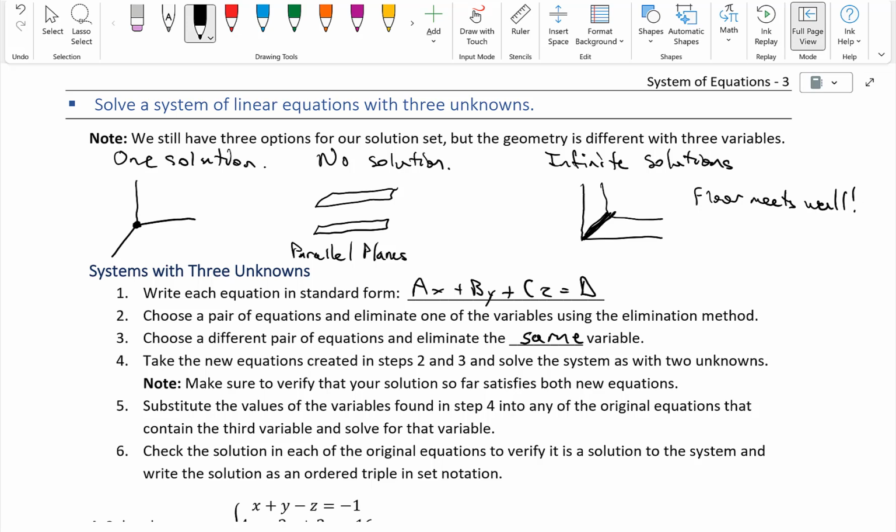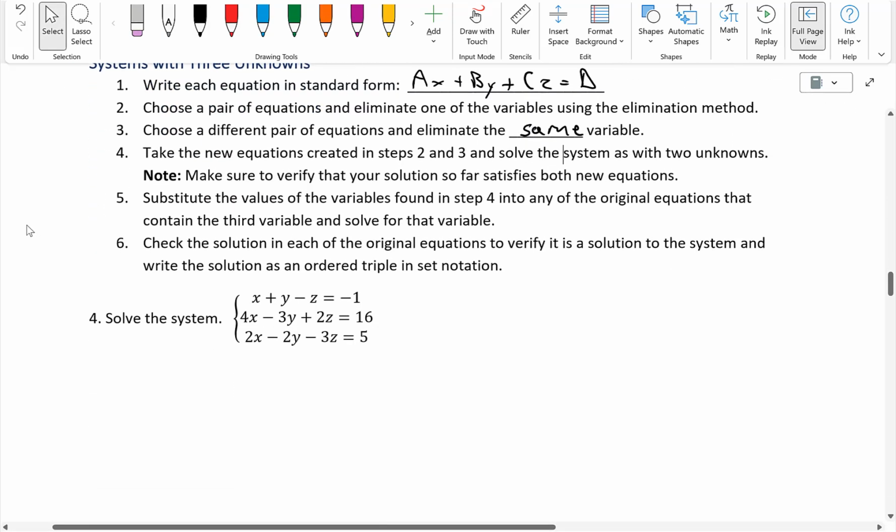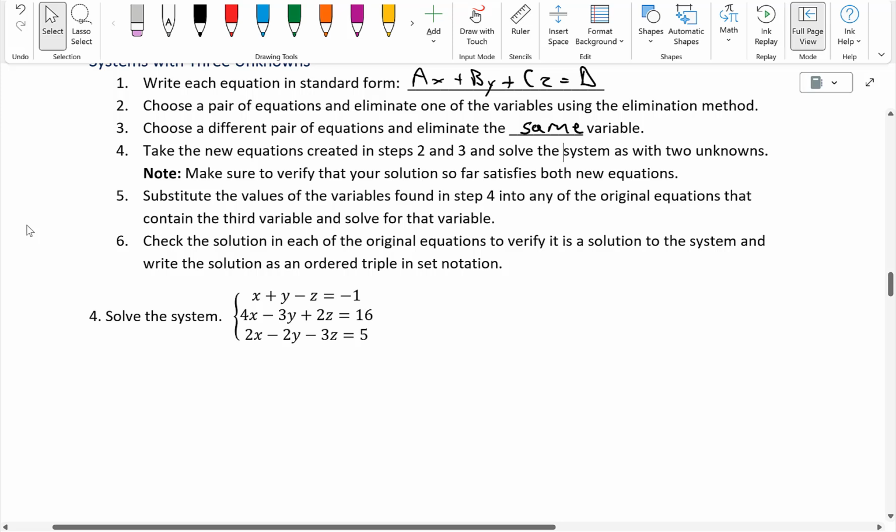So for 4, take the new equations created in steps 2 and 3 and solve the system as with 2 unknowns. Note, make sure to verify that your solution so far satisfies both new equations. You'll save yourself some heartache if you check at a few different steps. For 5, substitute the values of the variables found in step 4 into any of the original equations that contain the third variable and solve for that one. And then check the solution in each of the original equations to verify it's a solution to the system, and write the solution as an ordered triple in set notation.